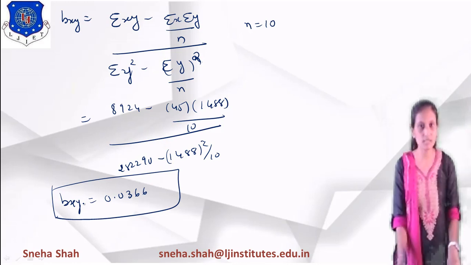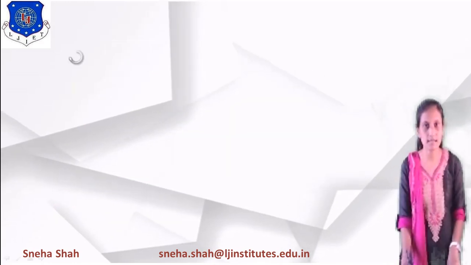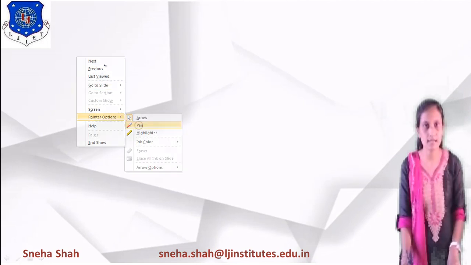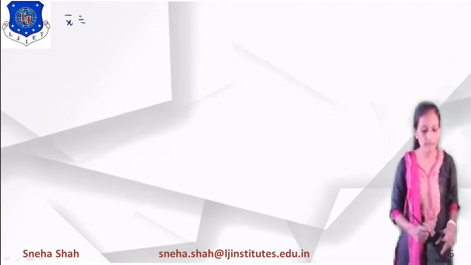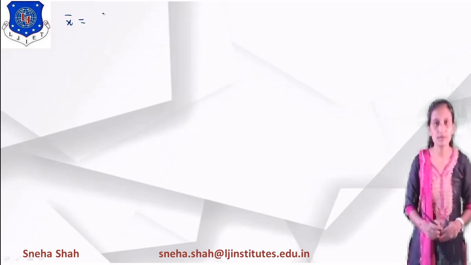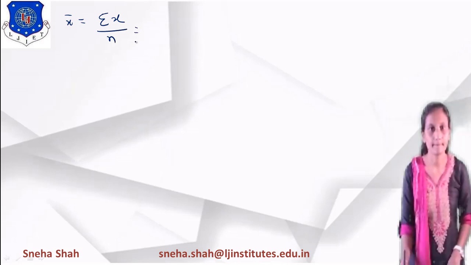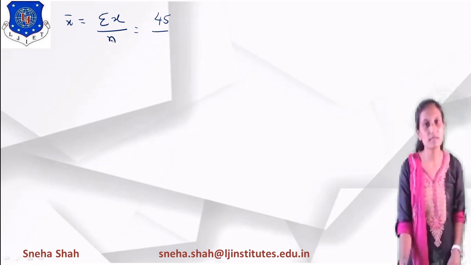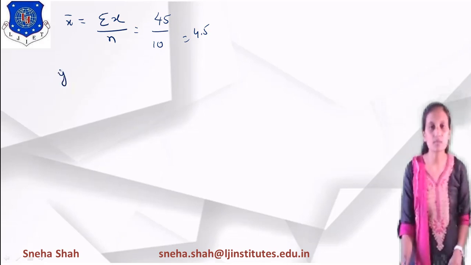Now I am finding the value of x bar and the value of y bar. So what is the value of x bar? X bar means it's the mean value of x. So what is the equation of mean? Mean means summation x upon number of samples n, right? So what is the value of summation x? 0 plus 1 plus 2 plus 3. We had already found its value equals 45. The number of samples equals 10. So 45 divided by 10, so its value equals 4.5.